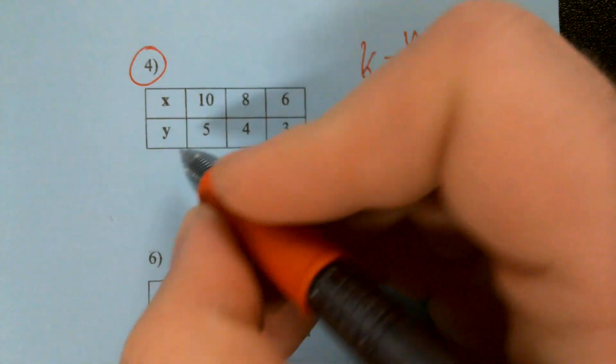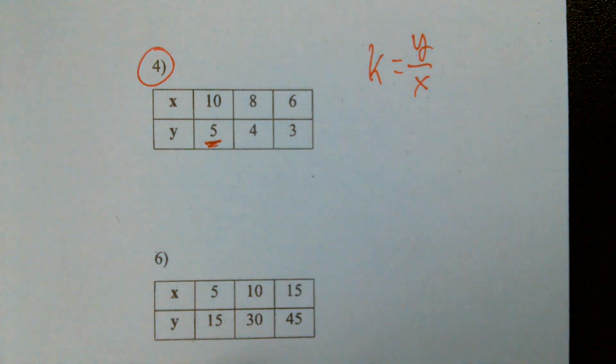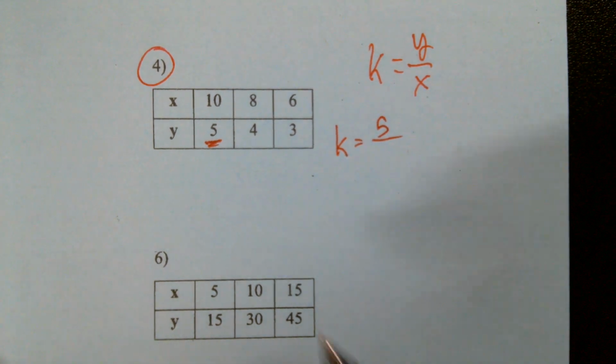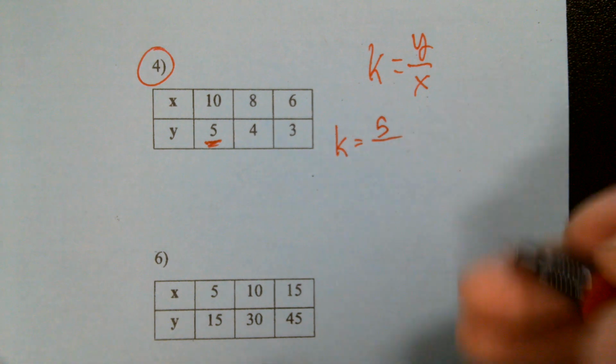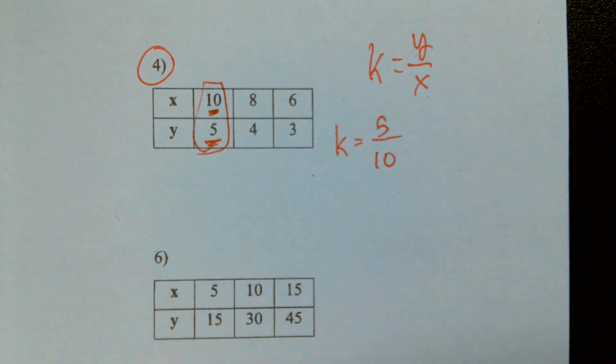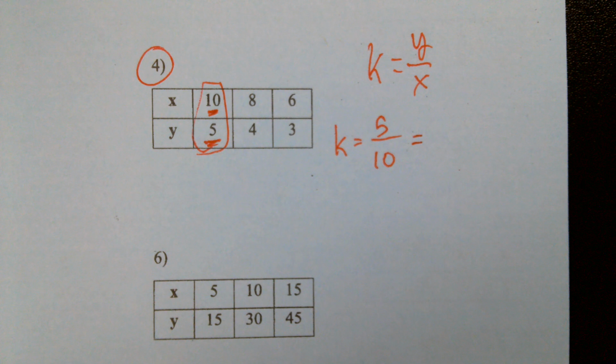Y over x. So we take our first y value, which is 5, and put it over its corresponding x value, which would be what? 10. Thank you, Darius. There's our first point, 5 over 10. Now, we notice that our numerator is smaller than our denominator, right? So that means that our answer is going to be a fraction, but that's fine.